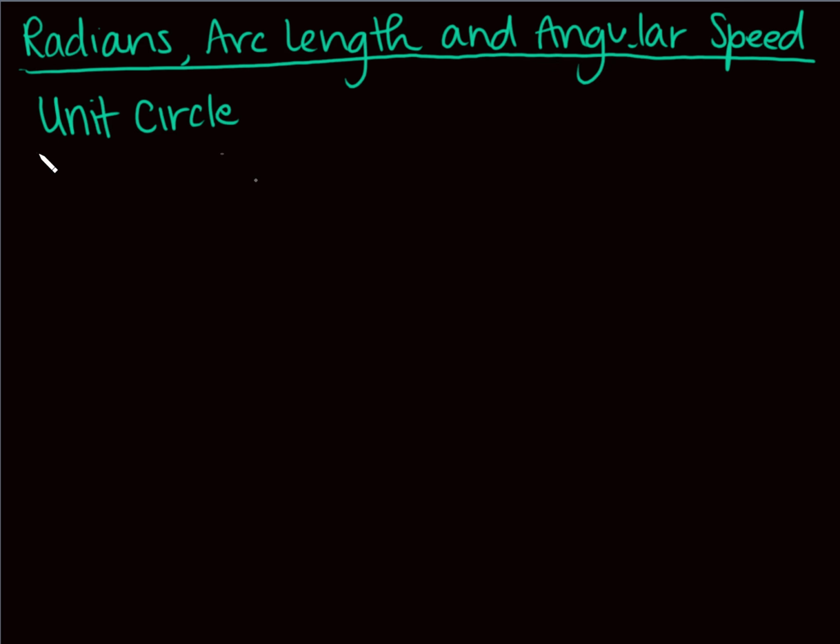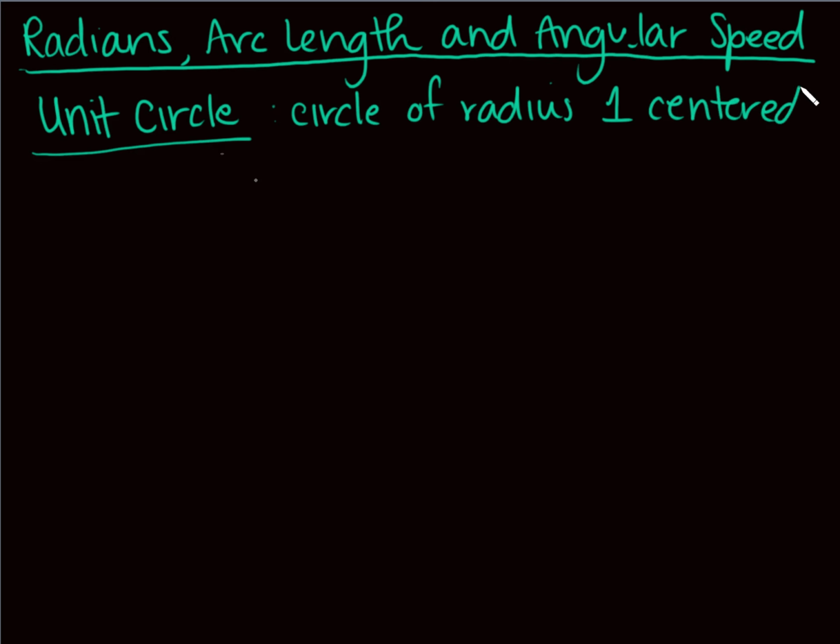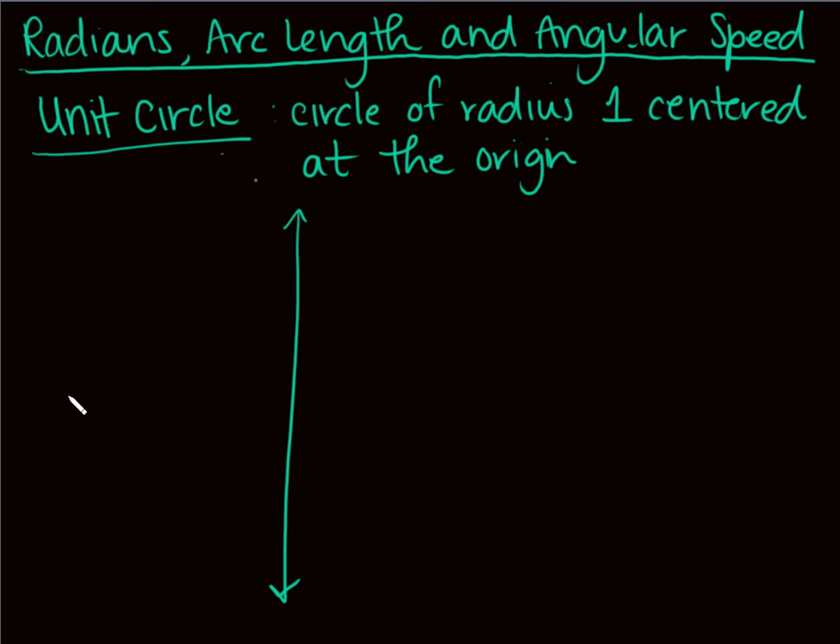So a unit circle is defined as a circle of radius 1 centered at the origin. We already talked about that in the last section when we were defining sine, cosine, and tangent of any angle. Let's talk about the unit circle, because the idea of this thing called a radian is going to come from this distance.